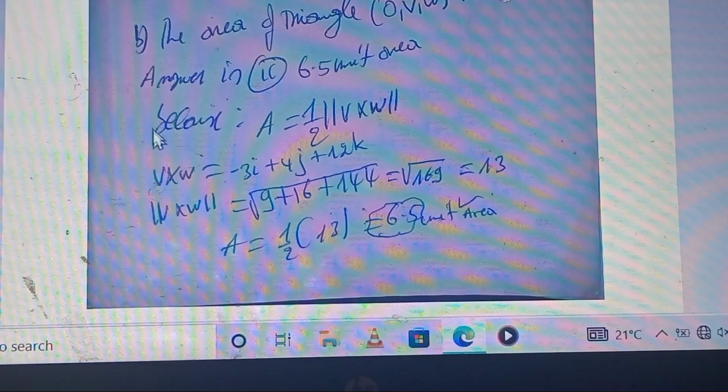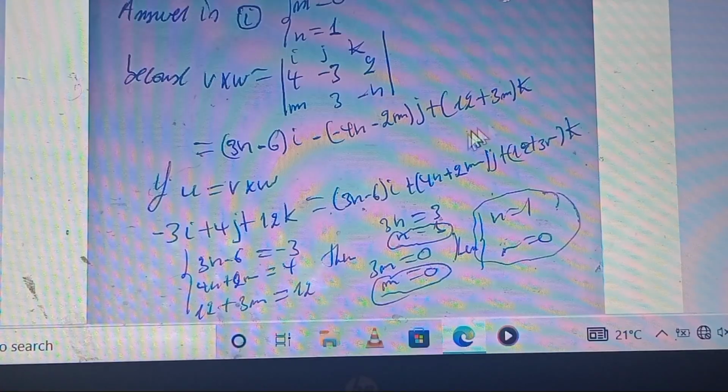For B, you are asked to find the area of triangle O, that is 0 or origin, V, W. The answer here is E, 2 root 6.5 unit area. But I show you, area is equal to 1 over 2 the magnitude of V times W. Remember, we multiply V times W. That is what you can do. Replace the value of N and the value of M. Then you get the point.